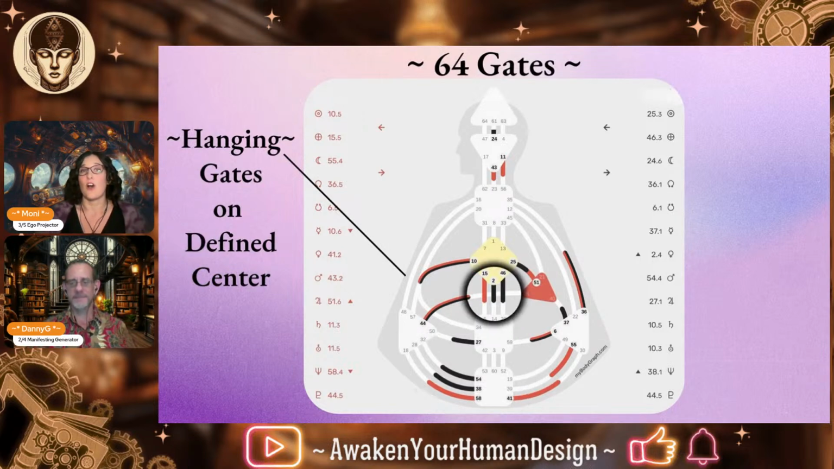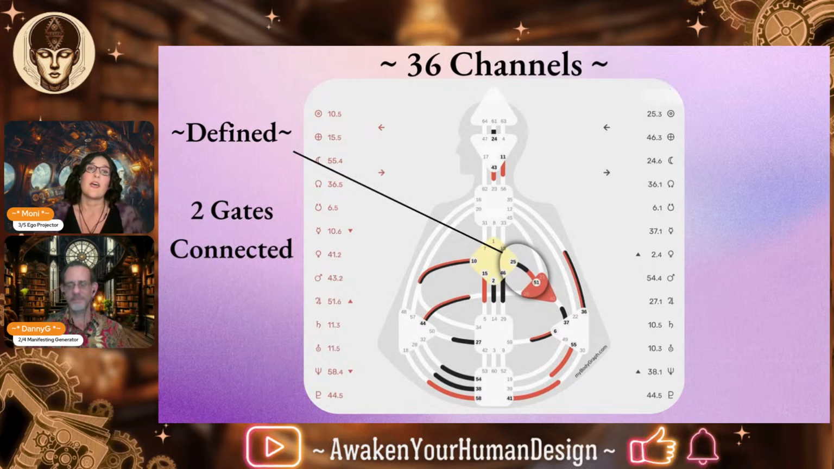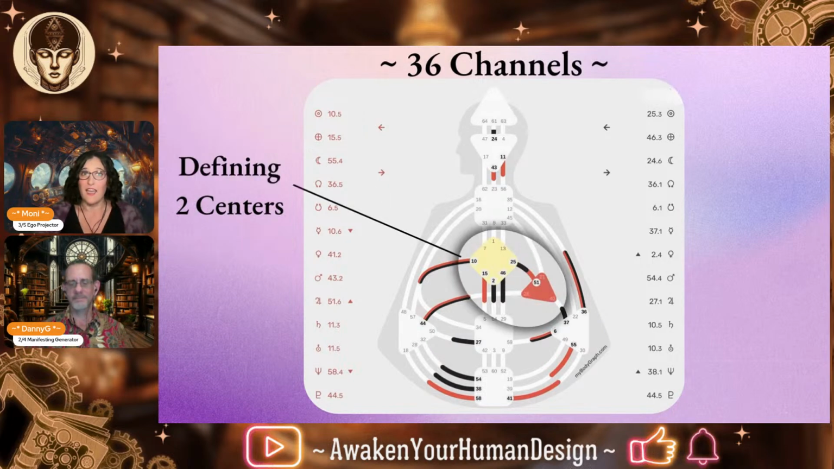And then you can also have hanging gates on defined centers. Here you can see it off of the identity center, that 15, that 2, that 46, even the 10. Those are hanging gates on a defined center. And then a center is defined by a channel, where two gates are connected to form a channel. The 25 meets with that 51 and they're connected, and then it lights up both centers, it colors them in. So you can see it's defining two centers.